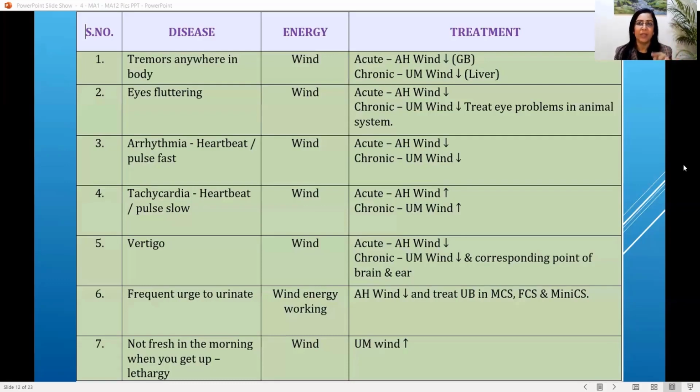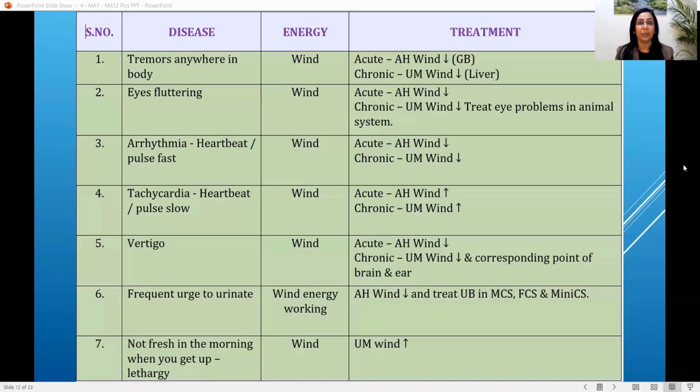Now, similarly, the same is the case with eyes fluttering also. So wind sedation for an acute problem and wind sedation for a chronic problem, wind being gallbladder and wind being liver. And in case of eyes fluttering, I have written that you should treat eye problems in some correspondence system, like the main correspondence system or the finger correspondence system. Along with this, that will give better results. And remember to put the end points also.